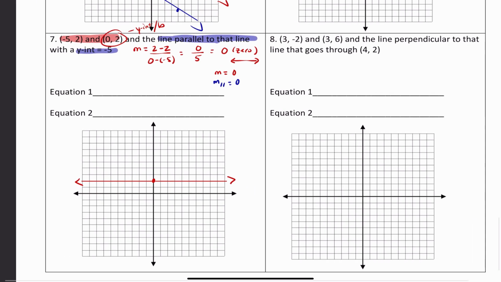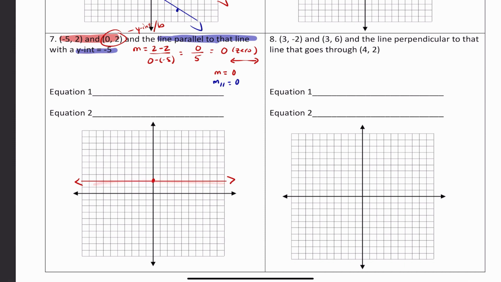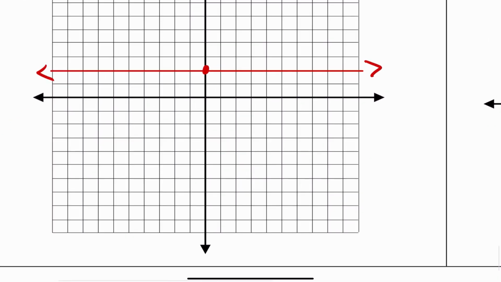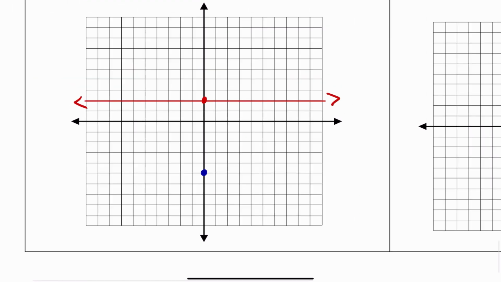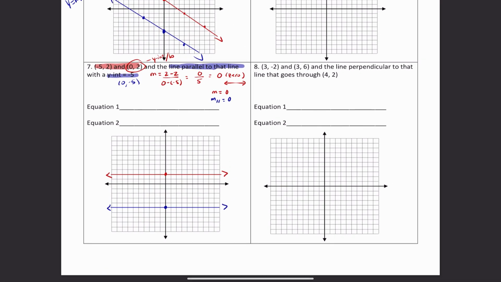And now if I take a look at that blue line, which is parallel to this red line over here, well, I'm going to go ahead and graph this. This is my y-intercept, so it's in the form 0, y, so that's 0, -5. I'm just going to go ahead and look at my graph. So it's 1, 2, 3, 4, 5. Plot that, and since it's parallel, they should have the same slope, 0 slope.